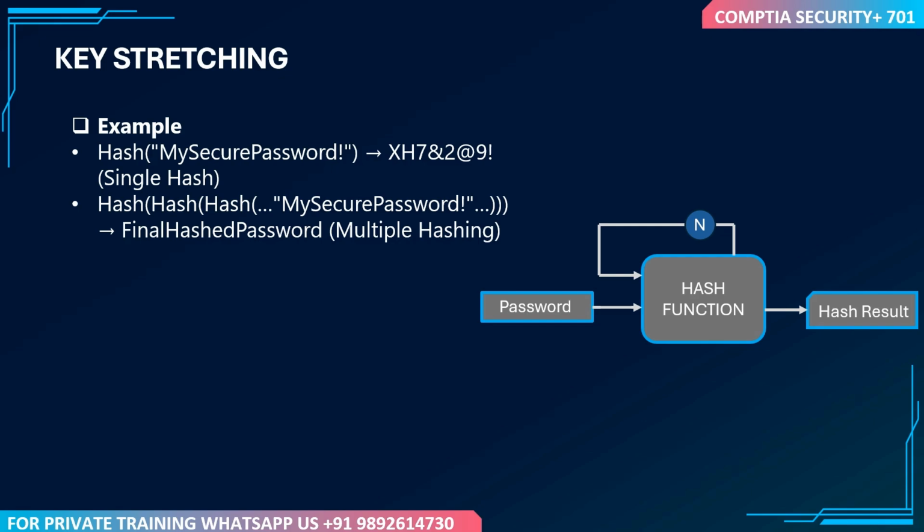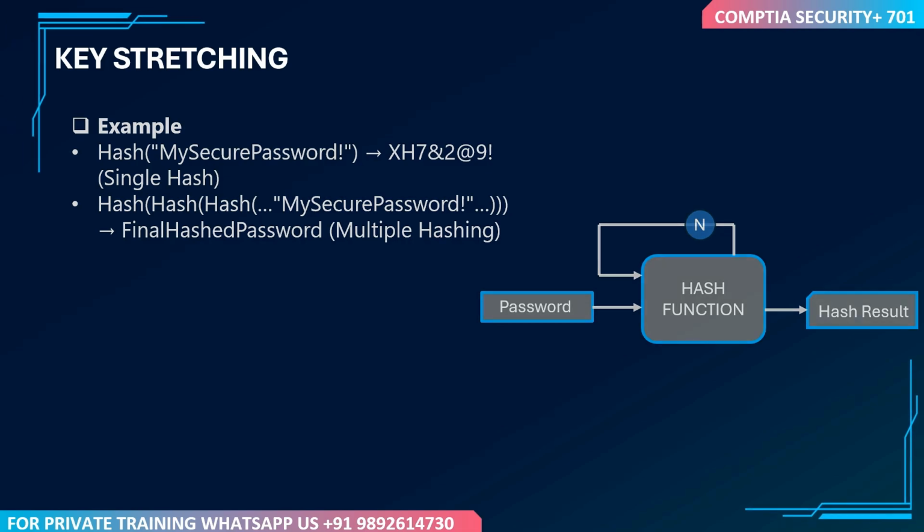Each new hash is generated from the previous one, creating a layered effect where the final output is the result of repeated hashing. Each time the hacker tries to guess a password, they also have to repeat this time-consuming process for each guess they make, making the attack significantly slower.